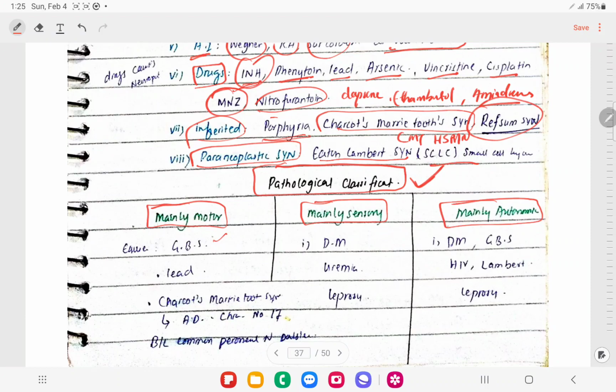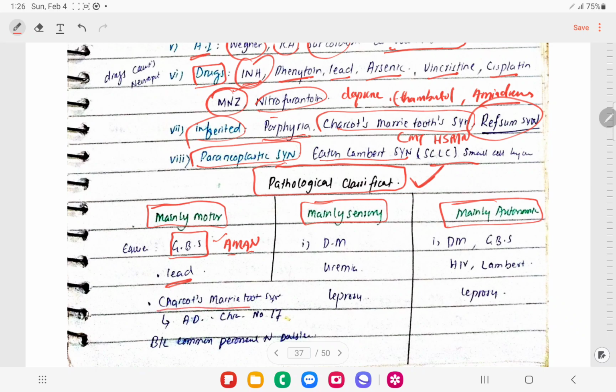So if the patient is having mainly motor symptoms, if the motor system is involved, like in the patient with GBS, we're going to call it AMAN, acute motor axonal neuropathy, right? So this is one of the causes of that. Along with that, we have lead. This is also going to cause neuropathy, right? We're going to see the motor symptoms in these patients.